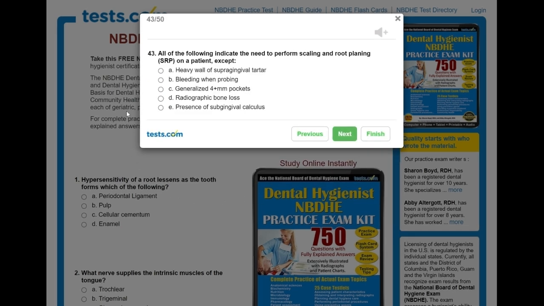Question 43. All of the following indicate the need to perform scaling and root planing, SRP, on a patient except A. Heavy wall of supragingival tartar. B. Bleeding when probing. C. Generalized 4+ millimeter pockets. D. Radiographic bone loss. E. Presence of subgingival calculus.